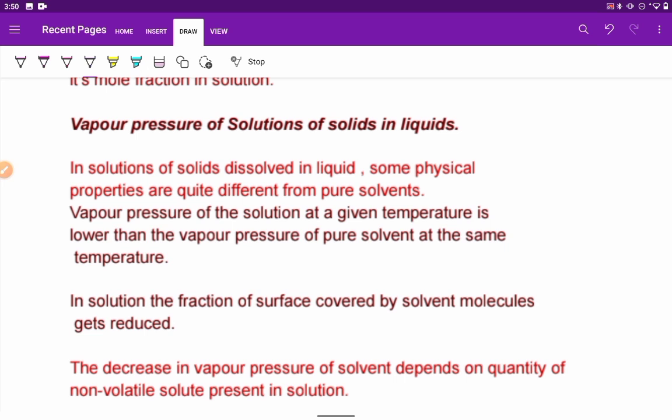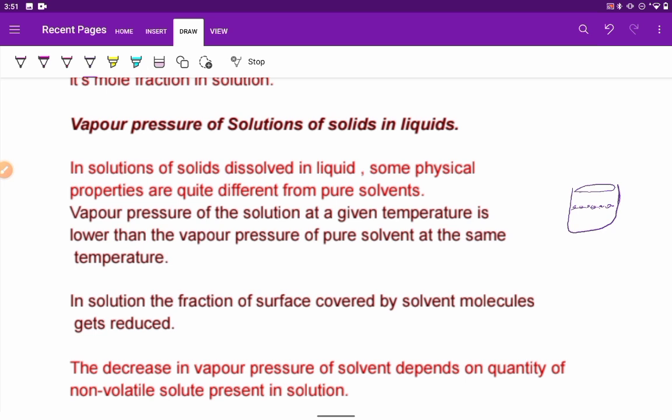Okay. Now, in a pure liquid, what happens? The entire surface is occupied by the molecules of the liquid. If we take pure liquid in a container, this is the container, in this there is pure liquid. So here all the molecules on the surface are of that component only, of the same component. That is a pure solvent. The entire surface is occupied by the molecules of the liquid.